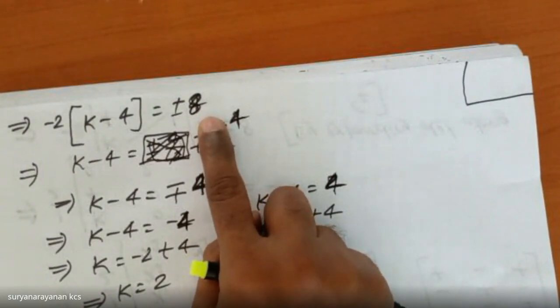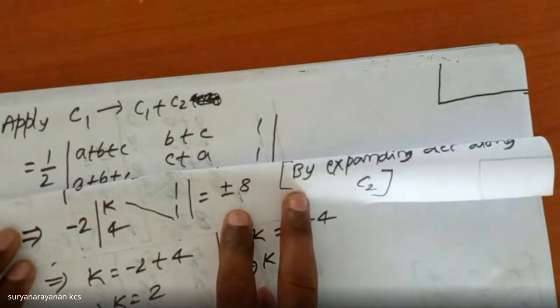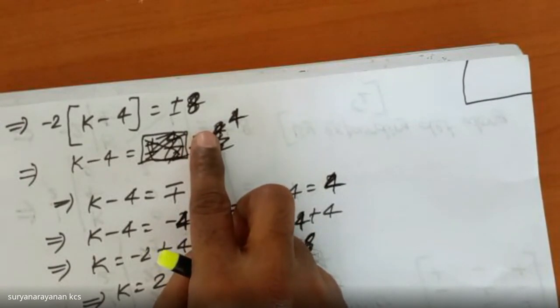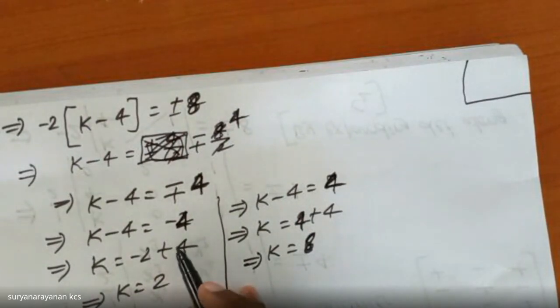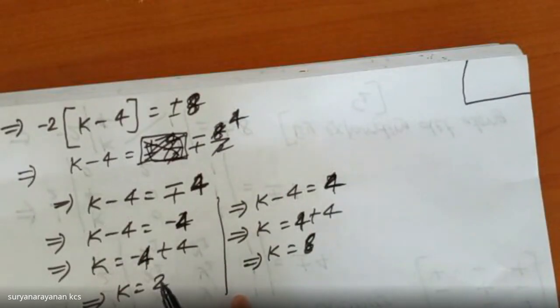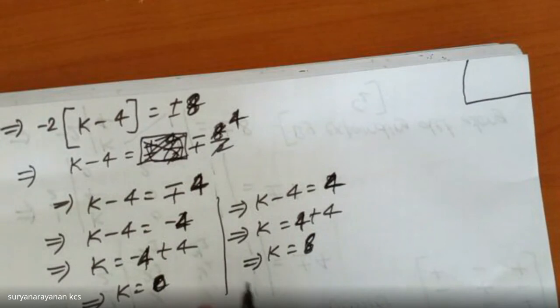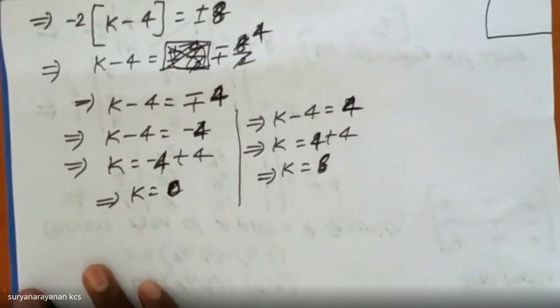I thought it was plus or minus 4, not plus or minus 8. See the previous step, just above that step, plus or minus 8 is there in the RHS. In place of plus or minus 8, I wrote plus or minus 4 by mistake. Yes, sir. Then you get the answer 0, 8. The k values are 0, 8. You should be very careful in writing the steps. Okay, my children? Yes, sir.